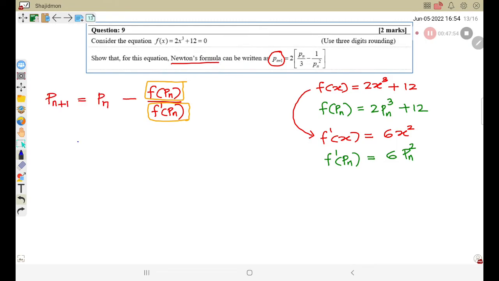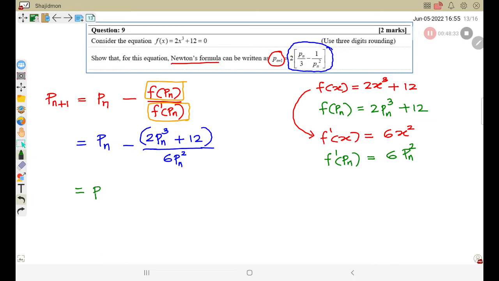Now we apply it here. Pn plus 1 equals Pn minus f of Pn, which we found is 2 Pn power 3 plus 12, divided by f dash of Pn, which is 6 multiplied by Pn square. Don't forget to put the bracket on the top side, because this minus is common for both terms. Now, the answer is already in our question, and we need to get it when calculating Pn plus 1. So we need to simplify this and check whether we get that answer.